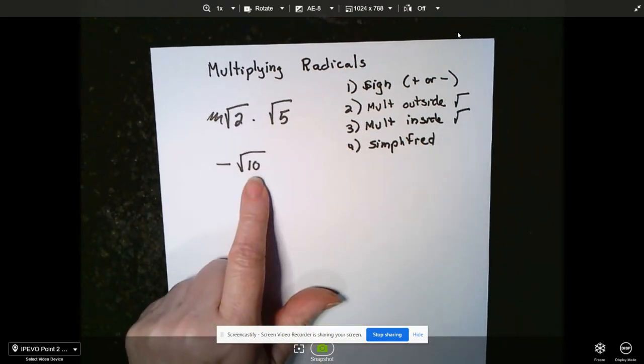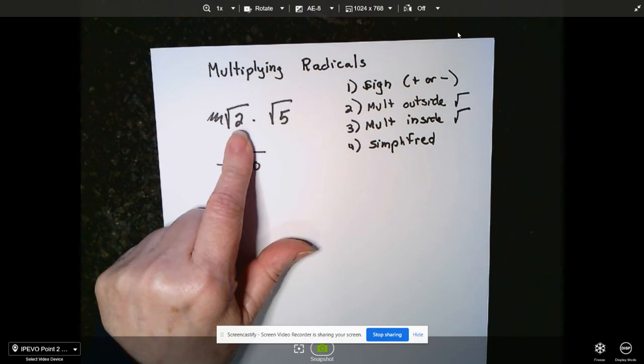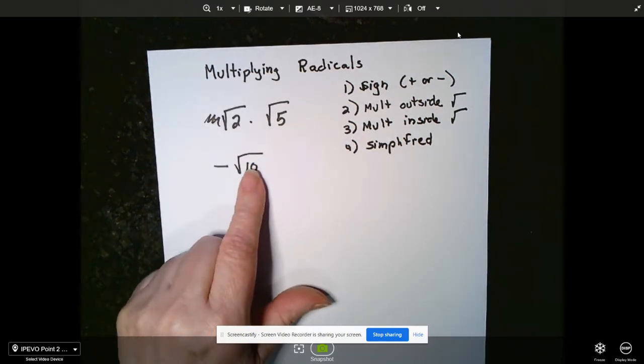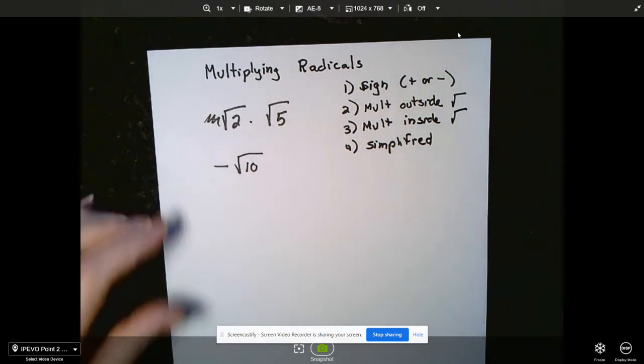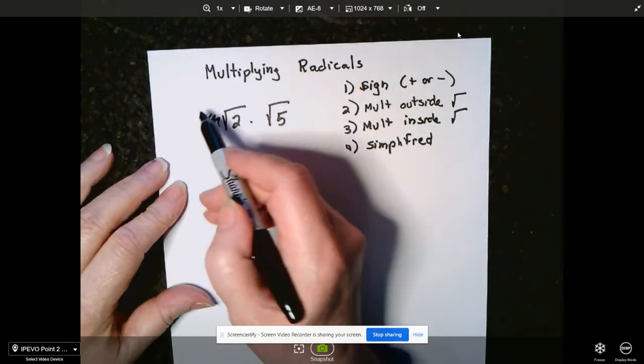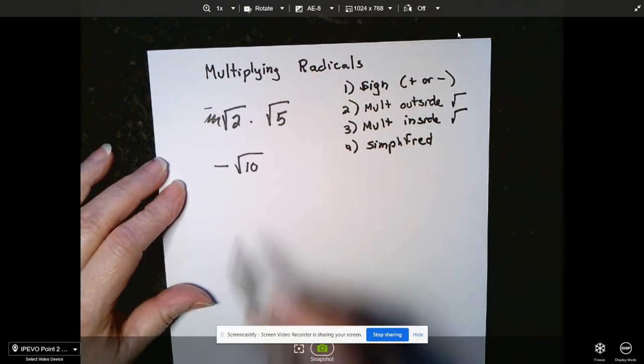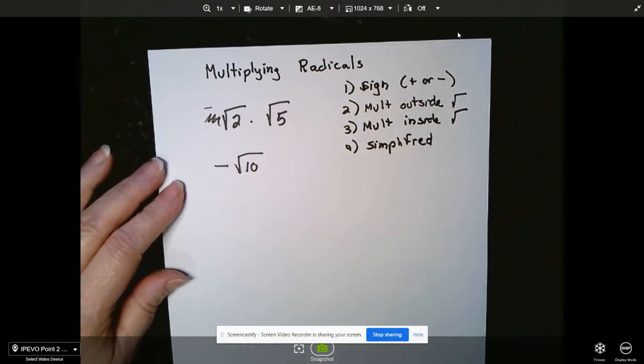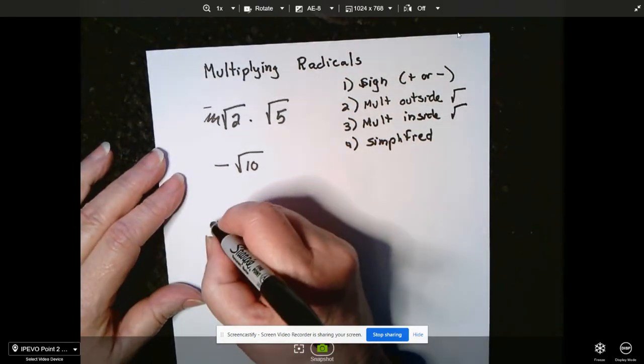And then I have to look at that and see if I can simplify it. Well, 2 is prime, 5 is prime, so I can't simplify the square root of 10. So the negative square root of 2 times 5 is going to be negative square root of 10. Let's take a look at another example.